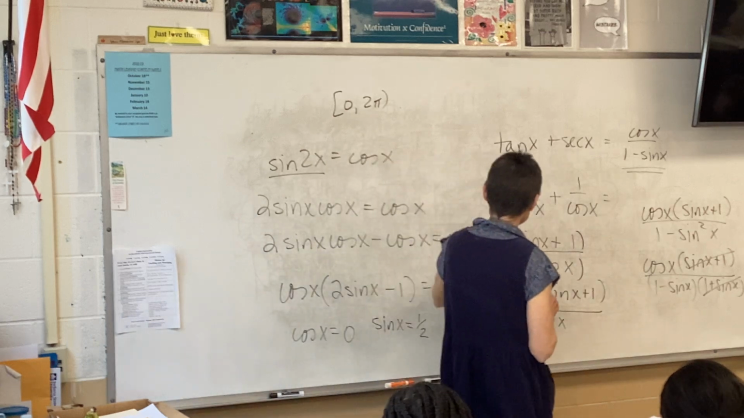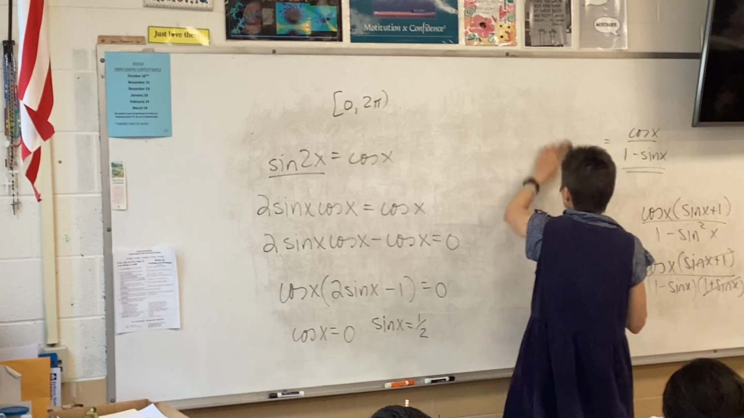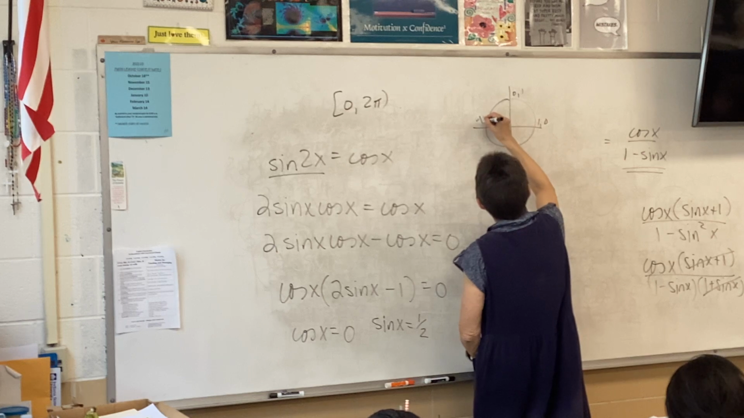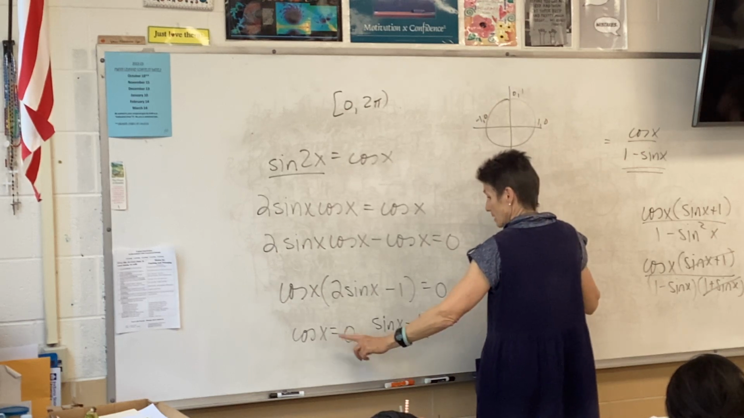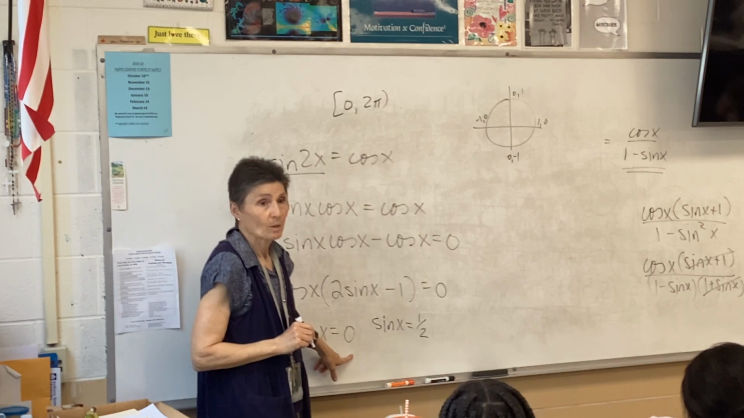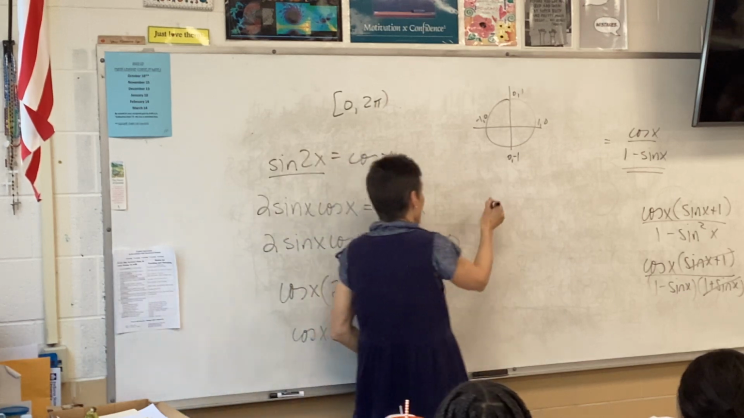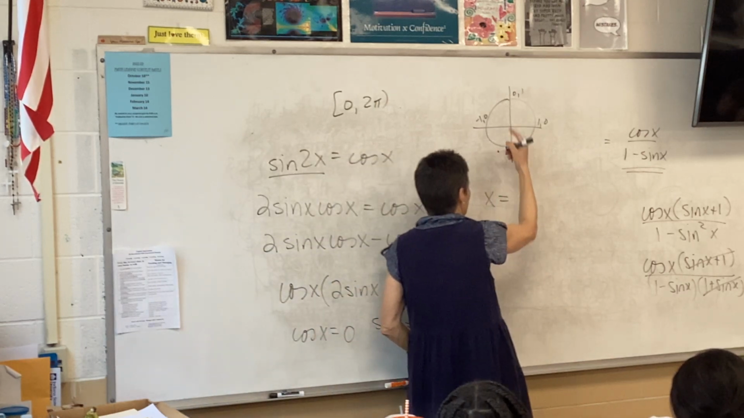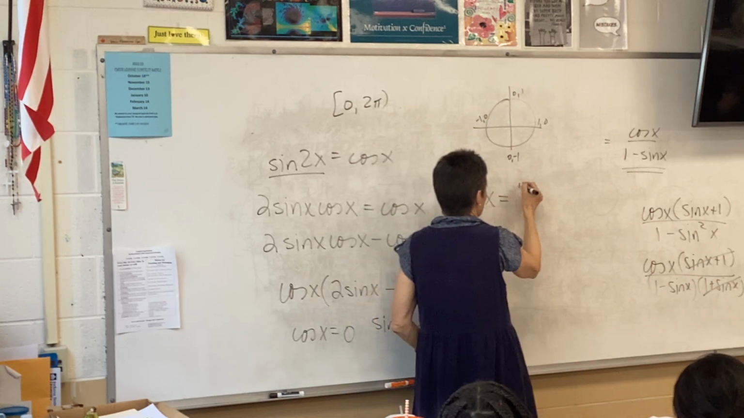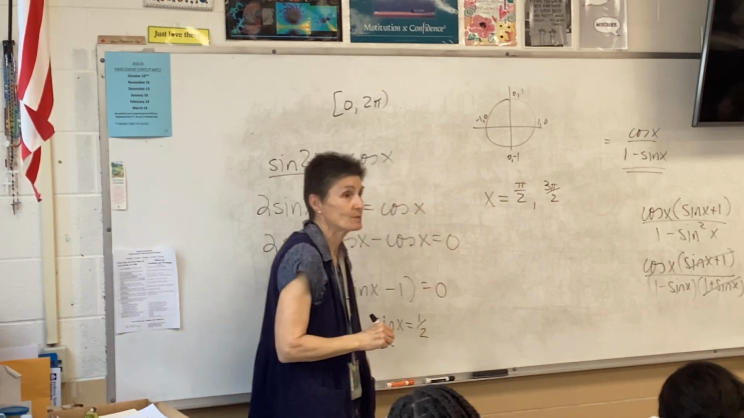Now, zeros are on the circle, so I'm going to have to look at my circle and figure out where the cosine is 0. Cosine is which letter? X. Where is x 0? Top and bottom. So what angles are those? 90 and 270, but I'm in radians, so I'll say half pi and 3 pi over 2. That's right, that's 90 and 270.